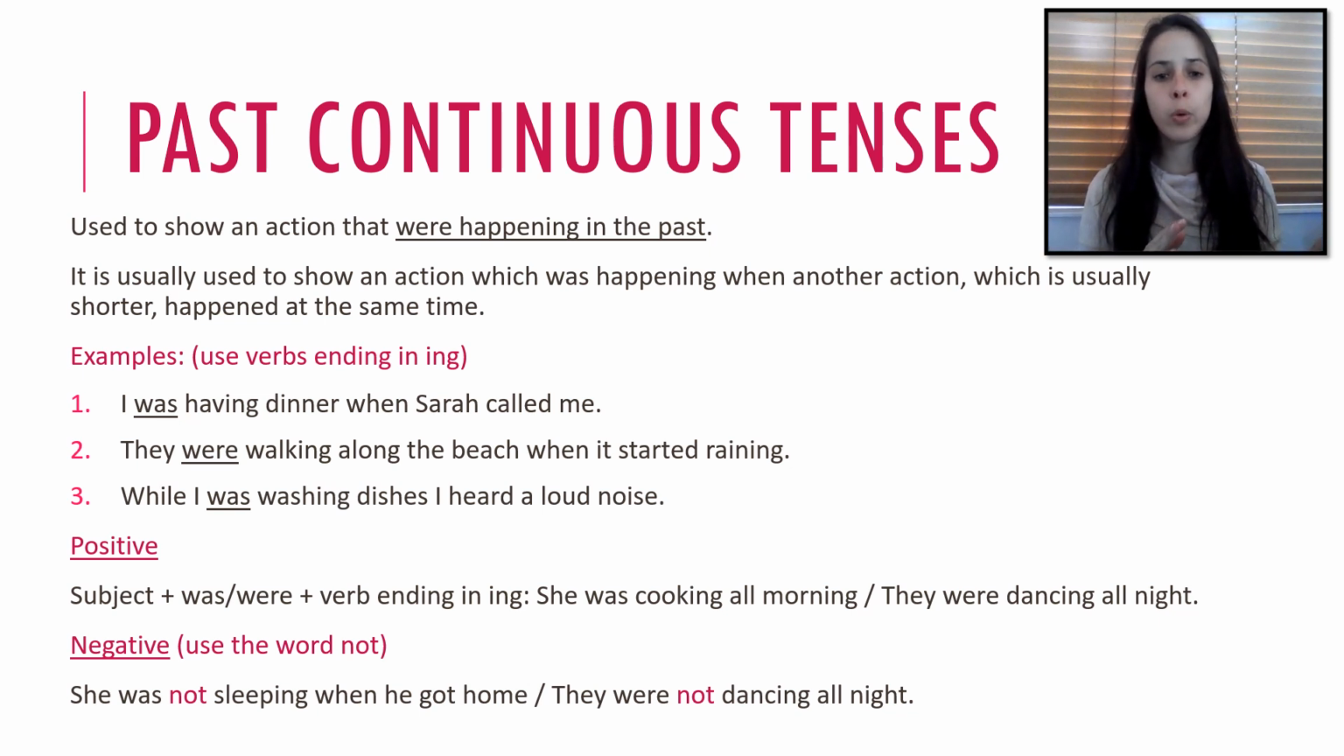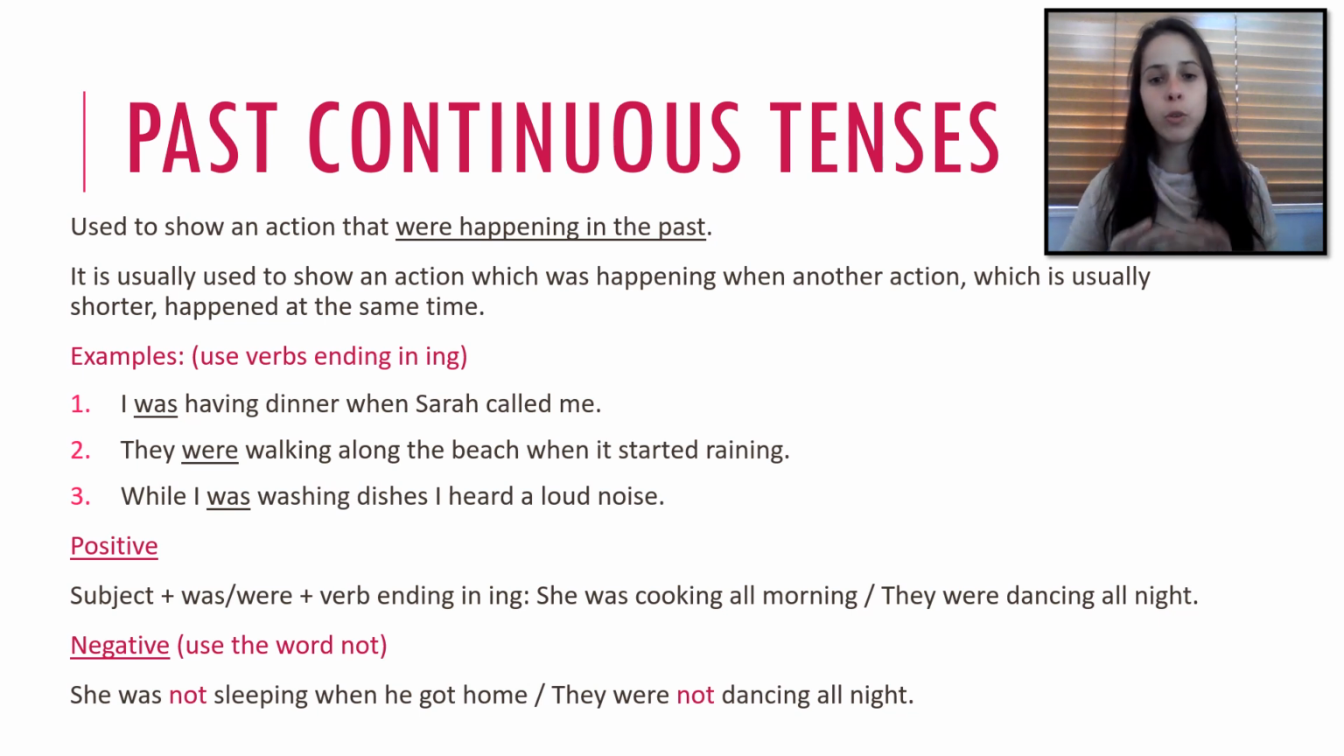Number 2, they were walking along the beach when it started to rain. There's my other action. And number 3, while I was washing the dishes, I heard a loud noise. So there are some examples. You can see that just like in past simple, past continuous uses auxiliary verbs "was" and "were". So that's how they're similar, but a lot of their verbs are different. So the way they form verbs are different.